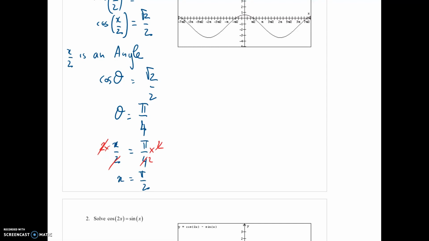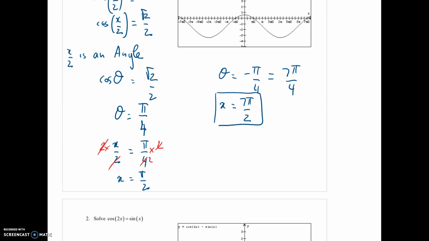All right? And obviously, you can always have the angle being equal to negative pi over 4, which is 7 pi over 4 when you are going counterclockwise on your trigonometric circle. And you end up with x equal 7 pi divided by 2.